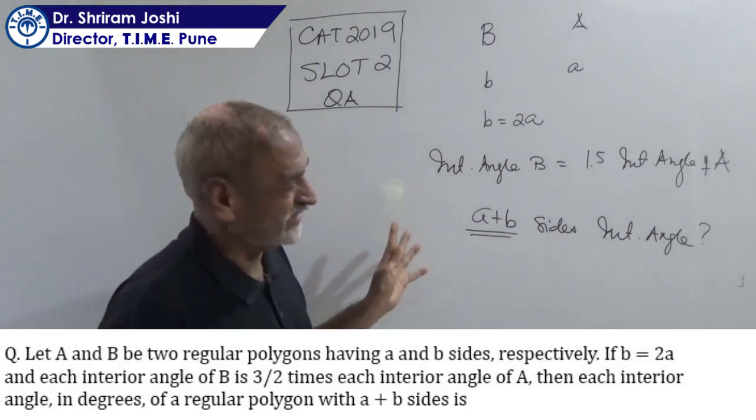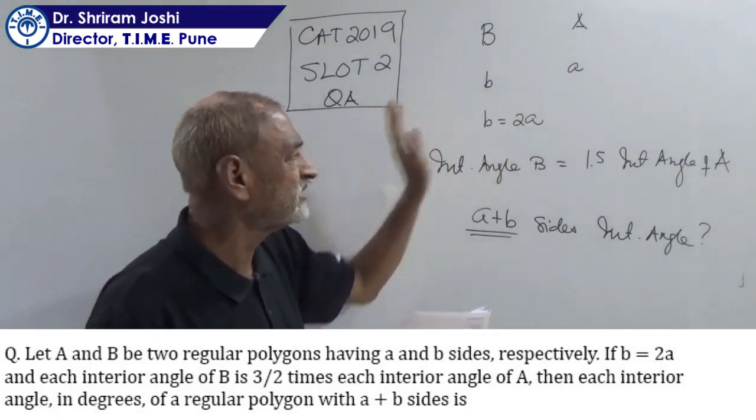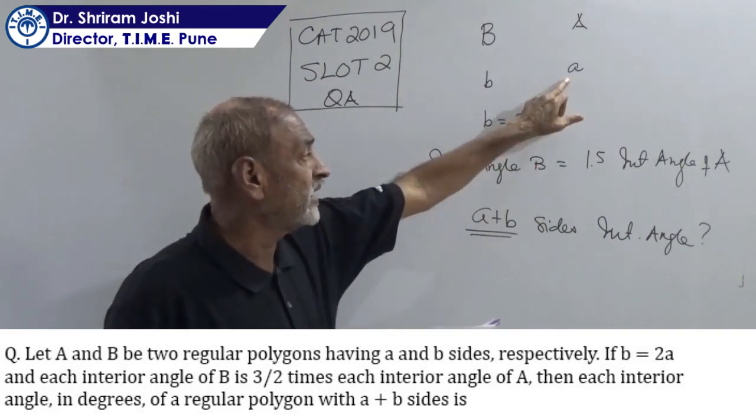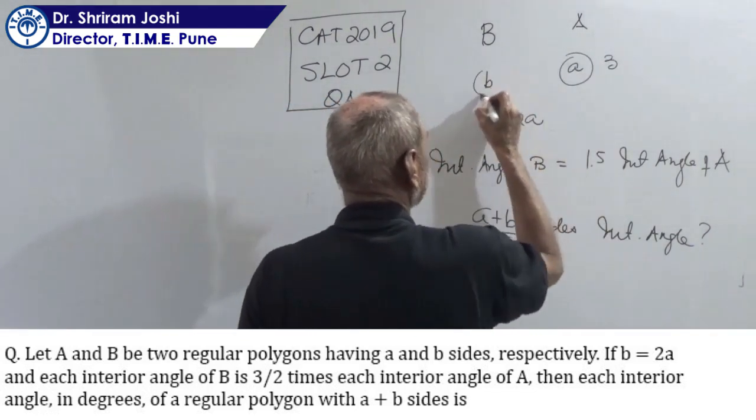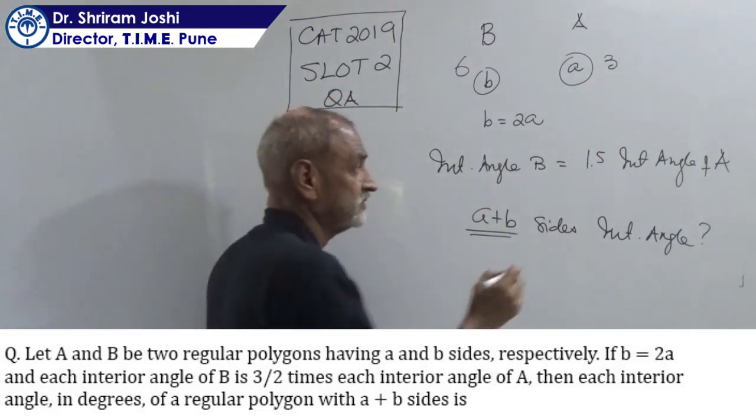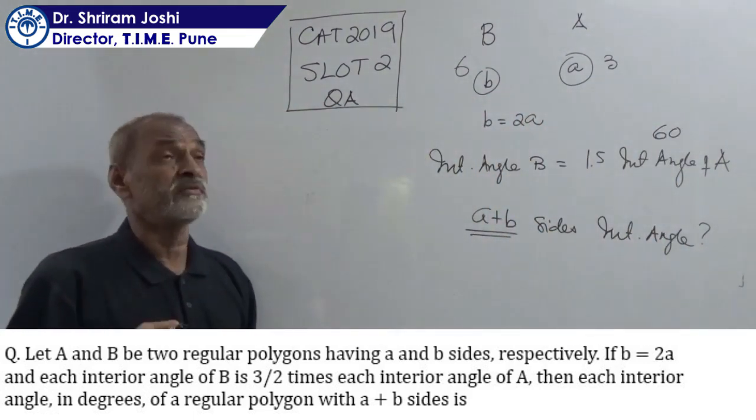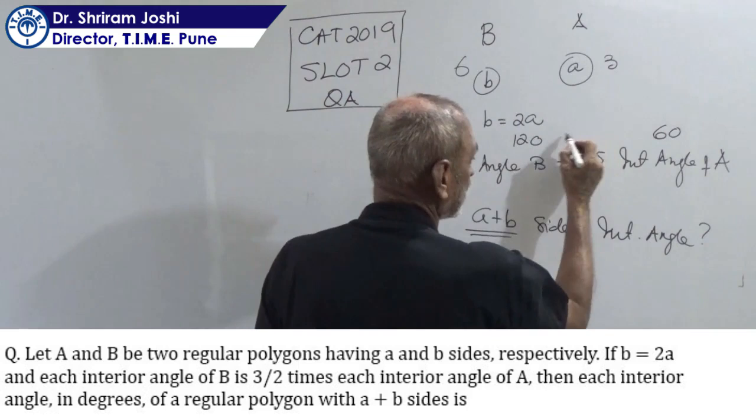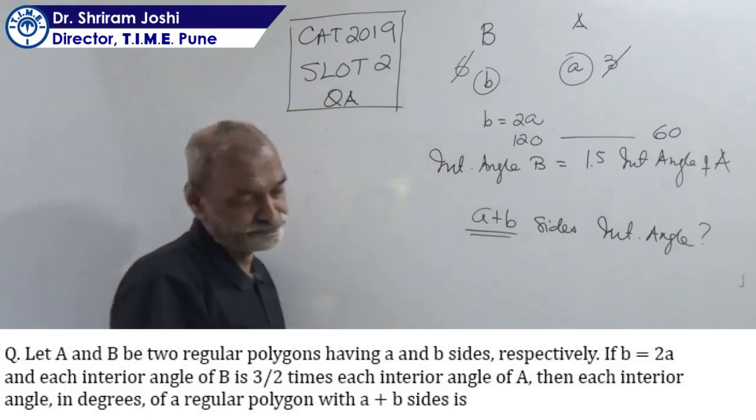I won't write an equation. I will just start doing things with these numbers. If the smallest polygon I have is an equilateral triangle, A can be 3. If A is 3, then B is 6. What is the interior angle of an equilateral triangle? That is 60. What is the interior angle of a regular hexagon? It is 120. Now, 60 and 120 are not related like this, so this is not correct.